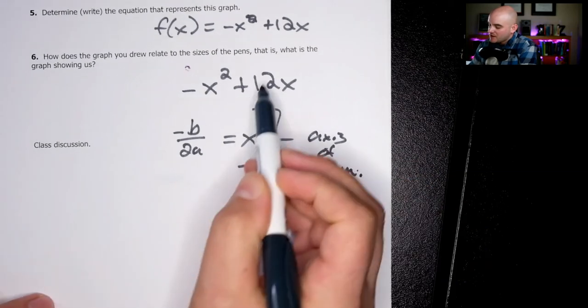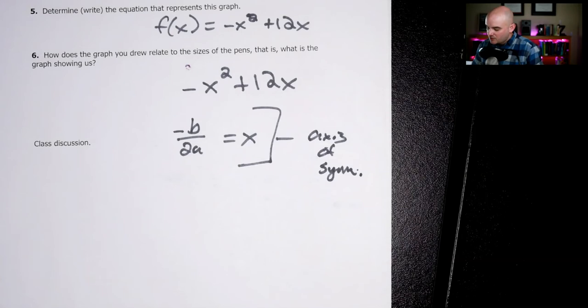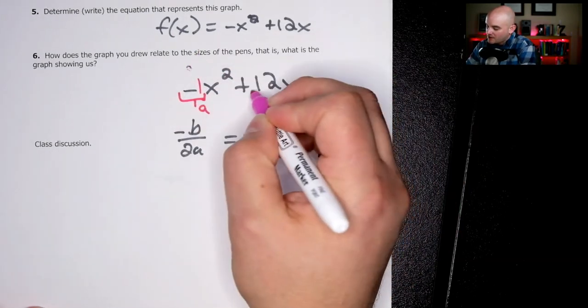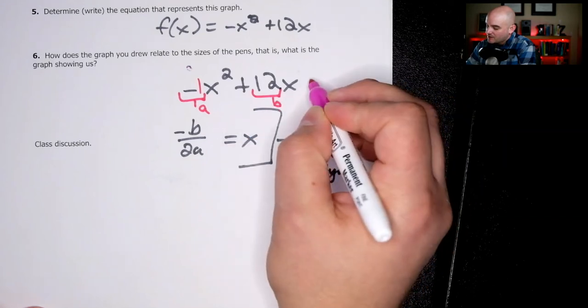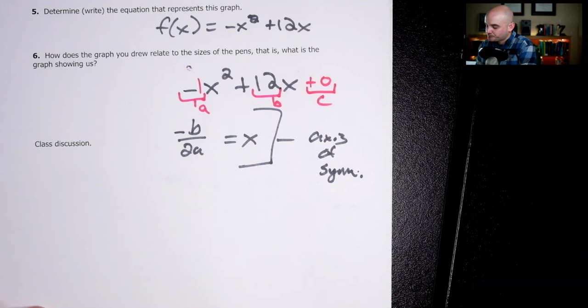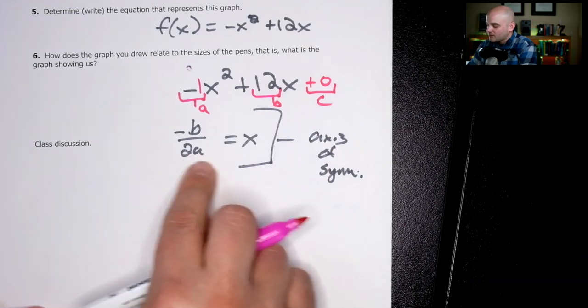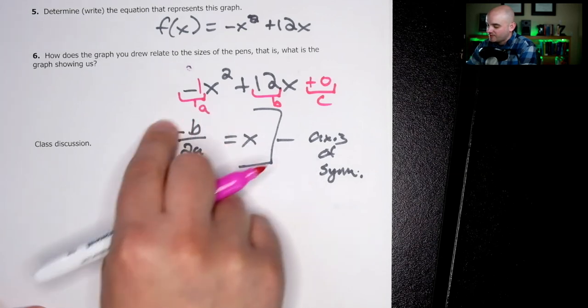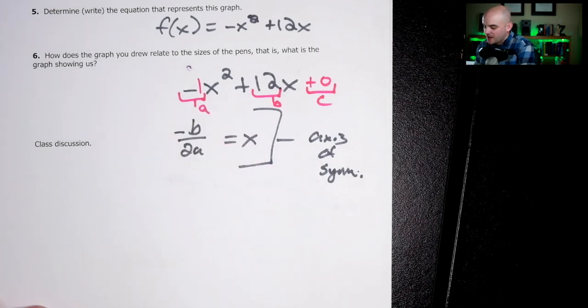So let's put it in. Remember, in this equation, my a is negative 1. That's your A. Your B is 12. And then your C is what? It's plus 0. That's my C. Well, I don't even need C because we're not dealing with the quadratic formula right now. We're just talking about that first part of it, negative B over 2A.